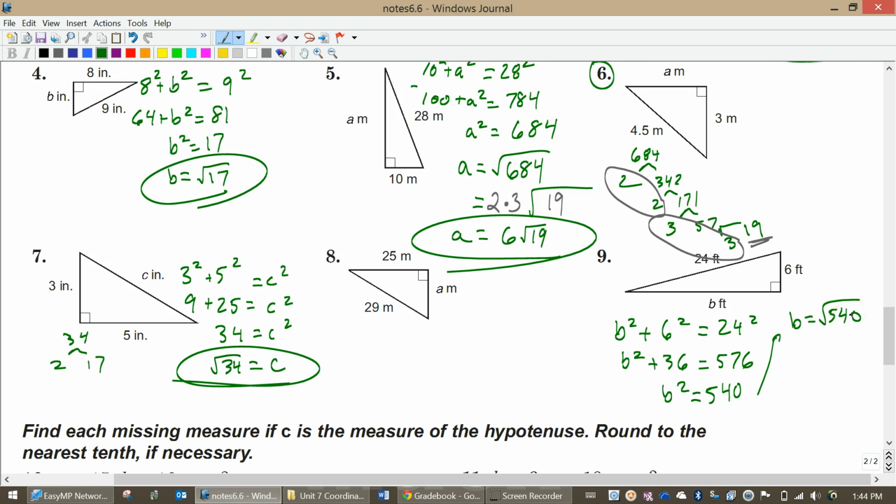All right, now factor tree. It kind of reminds me of Christmas. I like Christmas. Reminds me of Santa. I like Santa.